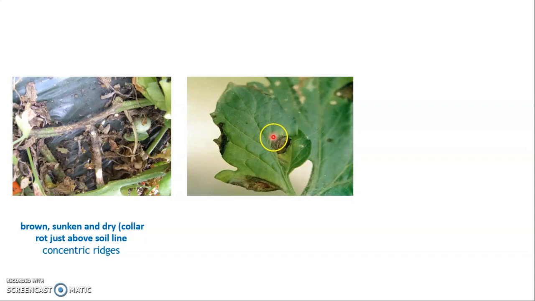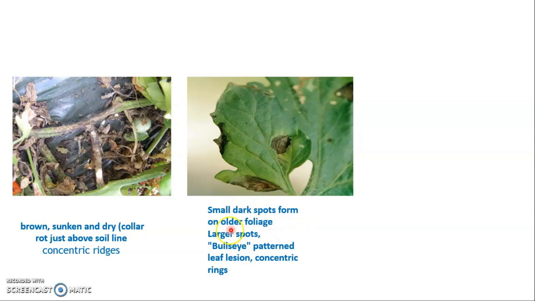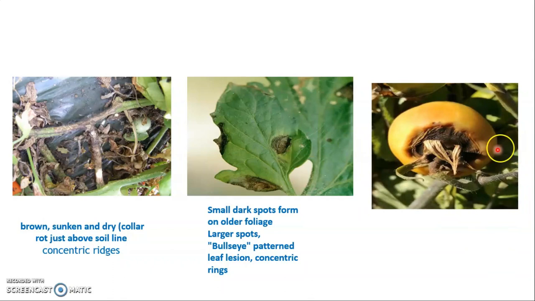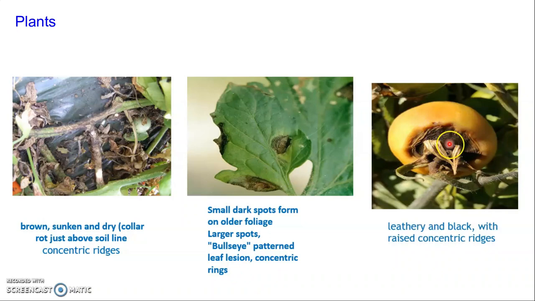And on the leaves, you can see bull's eye or concentric rings like these. So small dark spots form on older foliage, then larger spots with a bull's eye pattern, concentric rings. So the rings are concentric on the leaves. So these are the bull's eye. Remember, this bull's eye is the characteristic symptom of this disease. So on the leaves, they form bull's eye type symptoms. And on fruits, the fruits become leathery and black. Here you can see the concentric rings like this. So on tomatoes, this kind of symptoms.